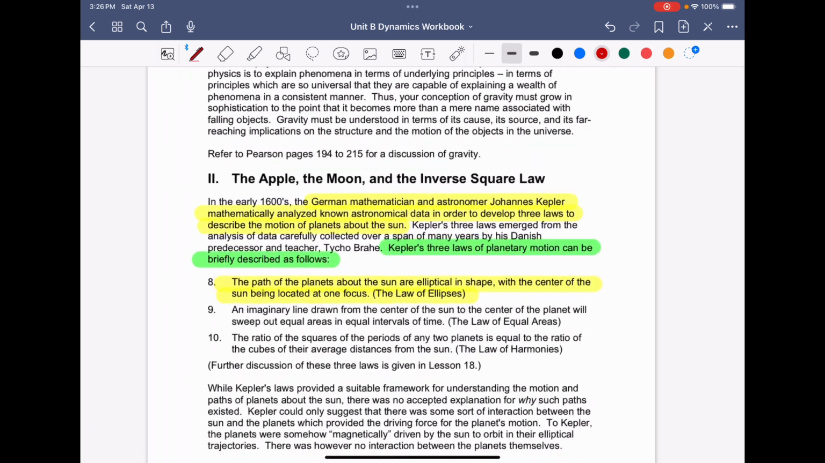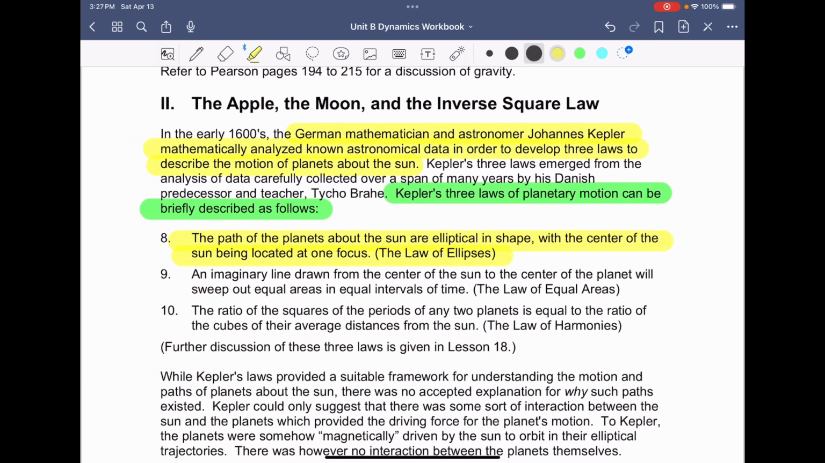Now, if we flip back to the second one, an imaginary area is swept out from the center of the sun outwards. I'm going to highlight this using, let's say, green. An imaginary line drawn from the center of the sun to the planet will sweep out equal areas in equal time intervals. And this is called the law of equal areas.